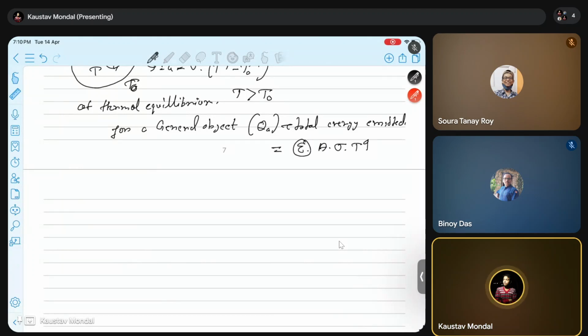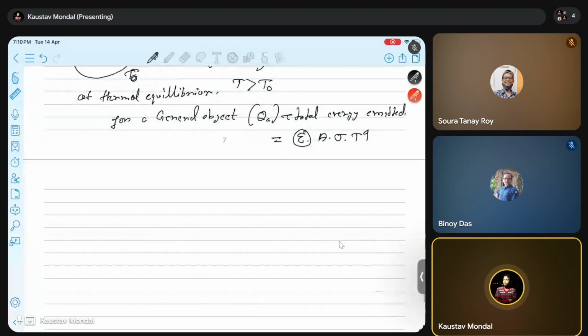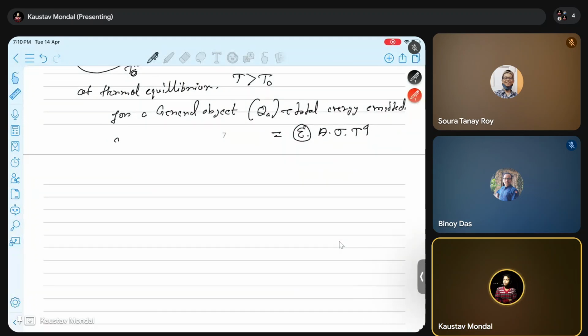Epsilon is the emissivity. For the black body this emissivity is 1, but for a general body it is some fractional value. So epsilon is emissivity. If you know the temperature and the emissivity of that particular object, you can calculate the total energy that has been radiated. Okay.